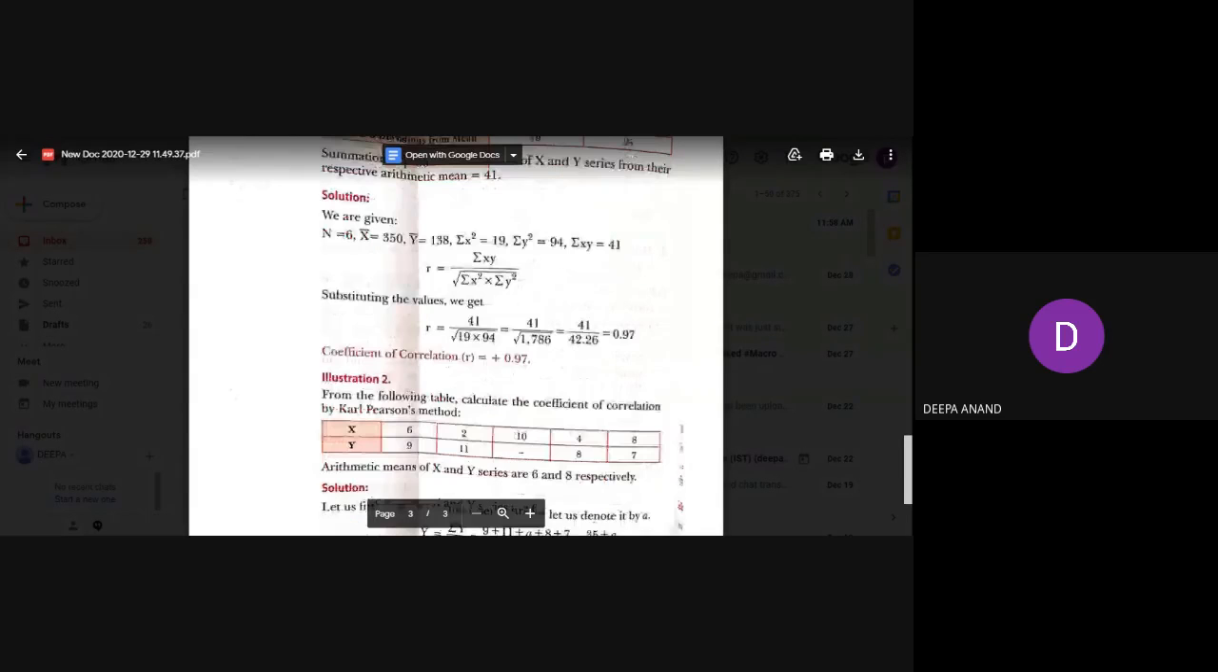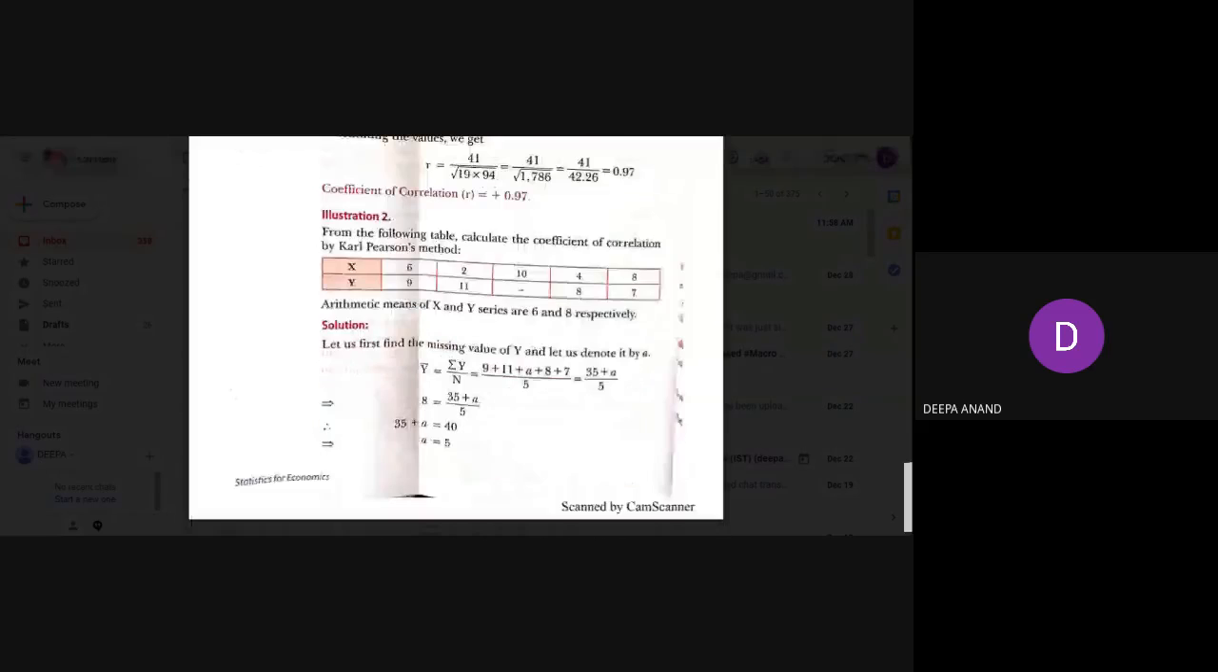Swastika, can you hear me? Write the next question. From the following table, can you see the board? Yes, ma'am. Write the question.